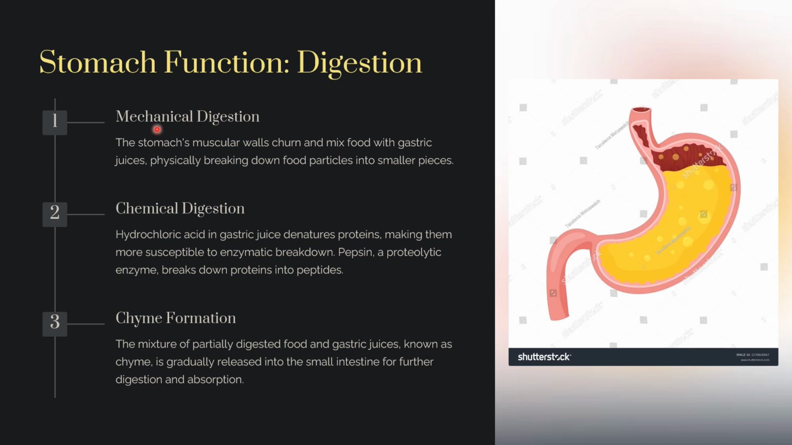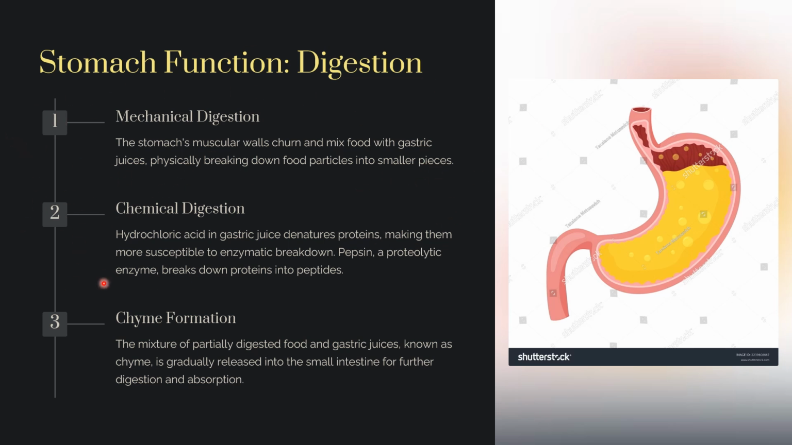So first we'll see mechanical digestion. The stomach's muscular wall churns and mixes the food with gastric juices, hydrochloric acid (HCl), pepsin and mucus. It physically breaks down the food particles into smaller pieces. This is mechanical digestion.